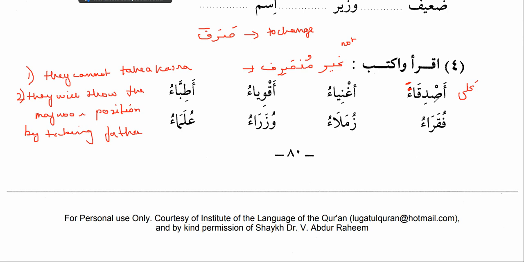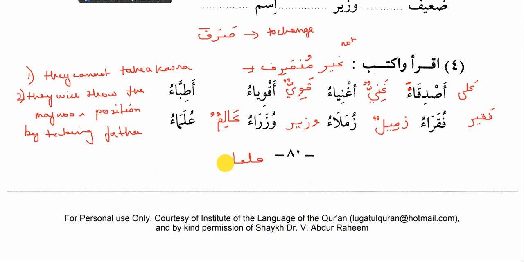So asdiqa'u, plural of sadiq; aghniya'u, plural of ghani, with a shadda, ghaniyun; aqwiya'u, plural of qawiyun, with a shadda. Qawiyun means strong. Atibba'u means doctors. Fuqara'u, faqir. And zumala'u, zamil, friend. Then wuzara'u, wazir, minister, ministers. Ulama'u comes from which word? Any guesses? Alim, alimun, ulama. So they follow the scale of fu'ala'u, okay? They follow one scale.